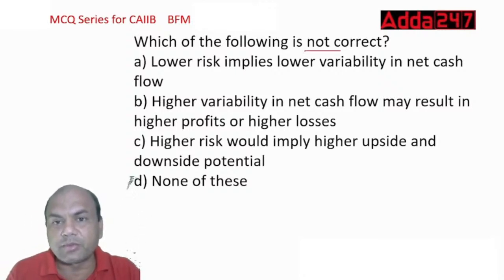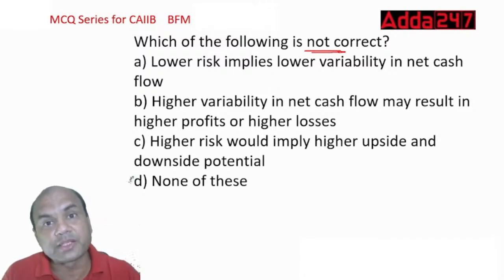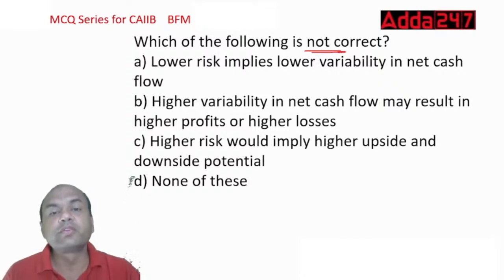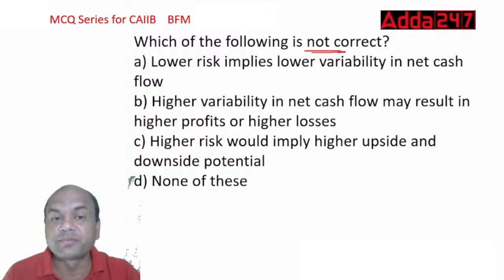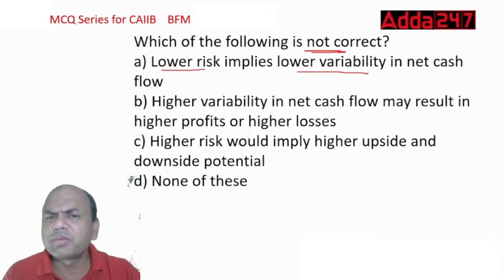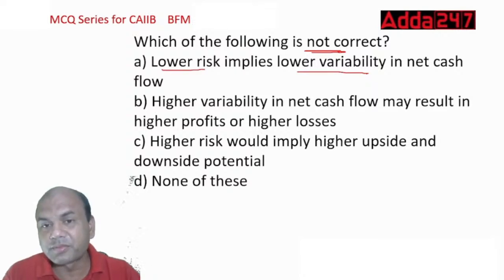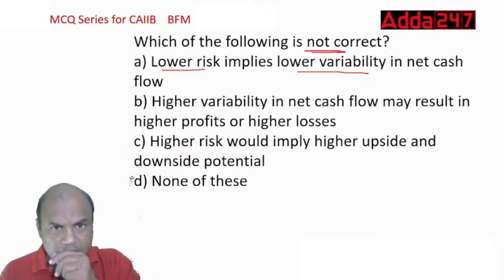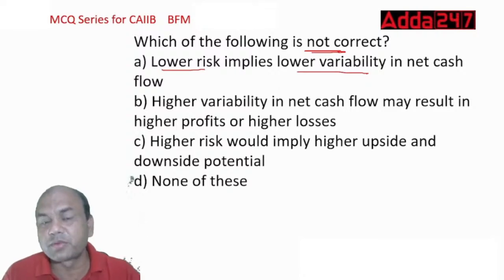Which of the following is not correct? Now see here, in the exam you have to always check what is asked. Sometimes they will ask you what is correct, sometimes what is not correct, sometimes which one is false. So you have to tick the right one. That's why you have to read the question properly. Lower risk implies lower variability in net cash flows. So lower risk means lower variability. Is it true? We want not correct. Let me get the answer from you, then I'll explain.